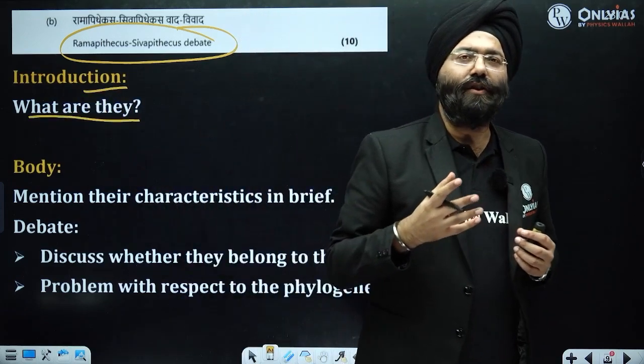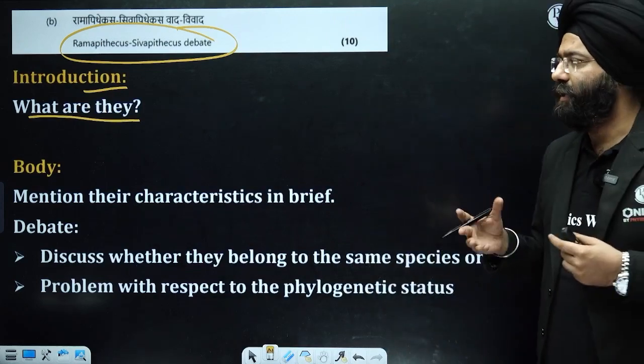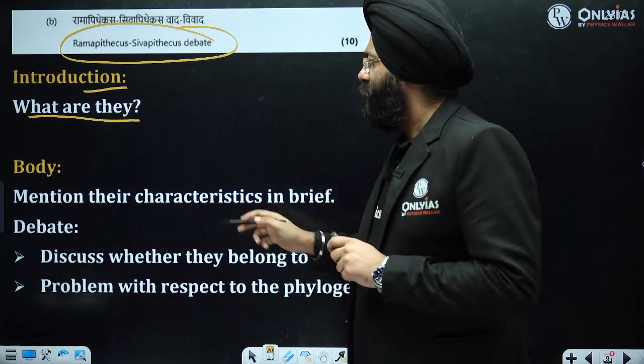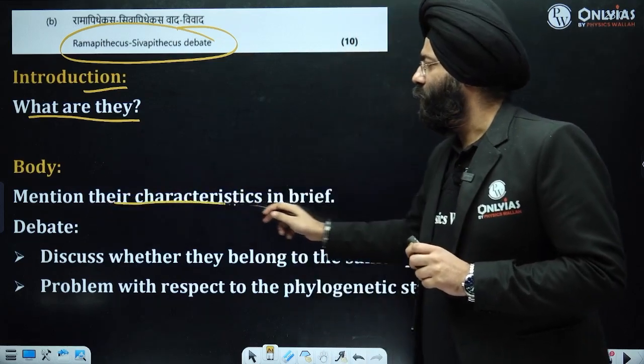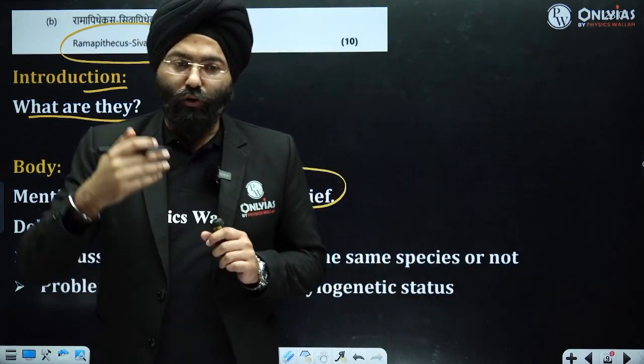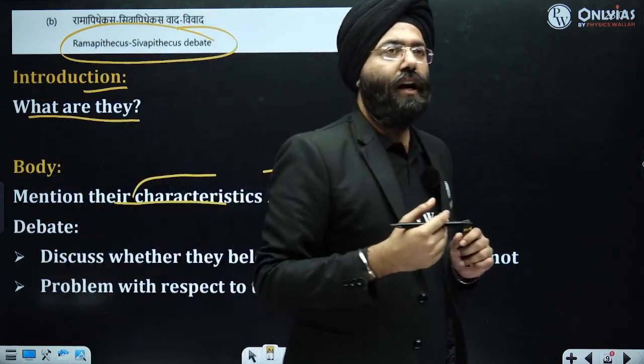So over here, when we come to the introduction, what are they? Briefly mention Shivapithecus and Ramapithecus, the discovery, the location, that in brief had to be done. Now, next thing, when you come to the body, mention the characteristics of both of them in order to maintain a flow of the answer.